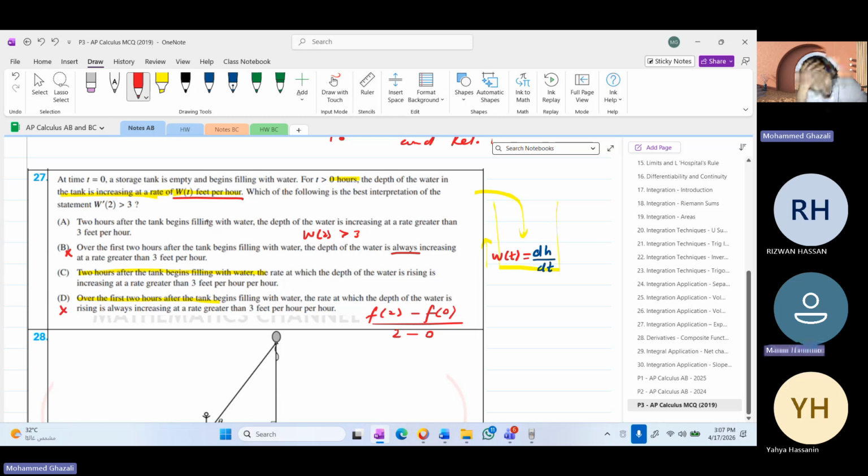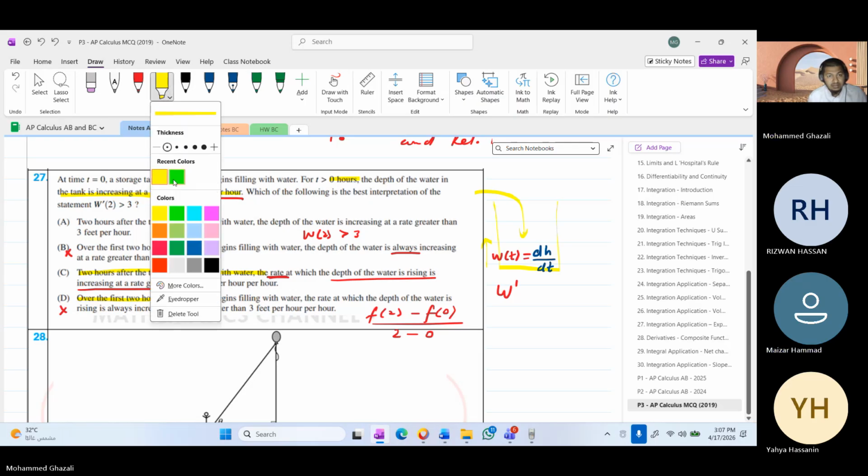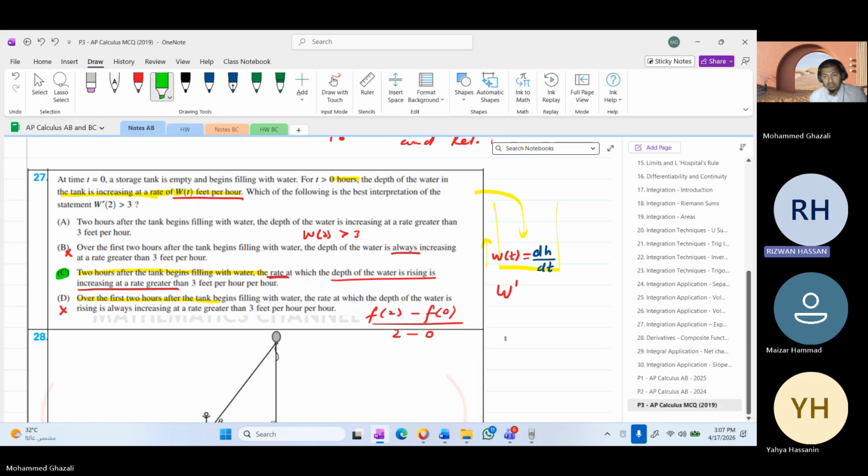Two hours after the tank begins filling with water, the rate at which the depth of the water is rising. See, look at the keywords: the rate. The rate means the derivative. So C is talking about the instantaneous slope of the rate at which the depth is rising, greater than 3 feet per hour. Definitely C. It can't be A, because it's talking about the depth changing constantly. But it's basically talking about the rate dH/dt.